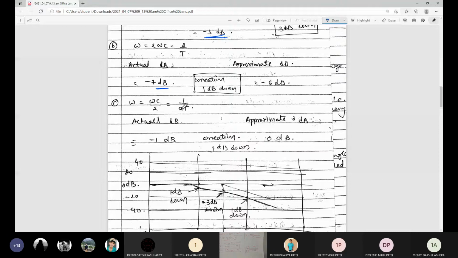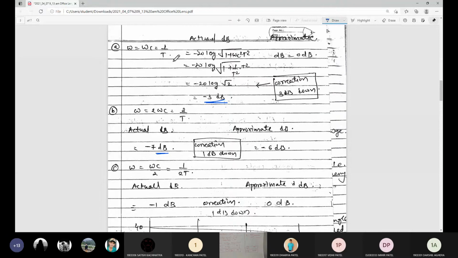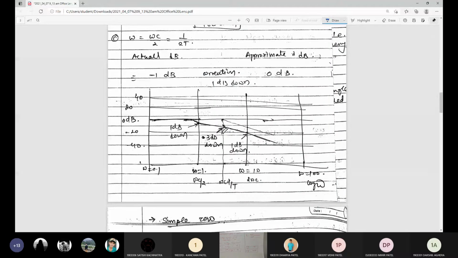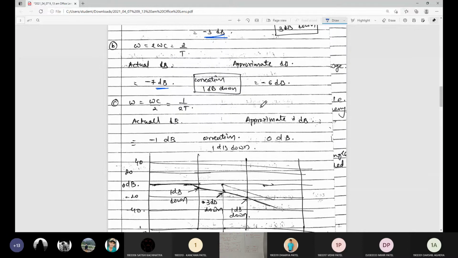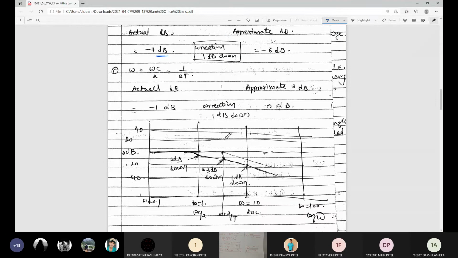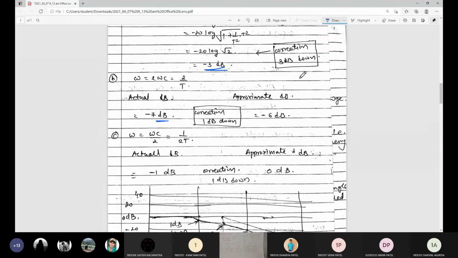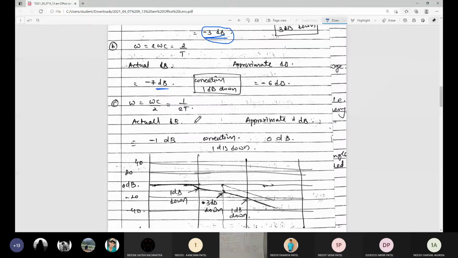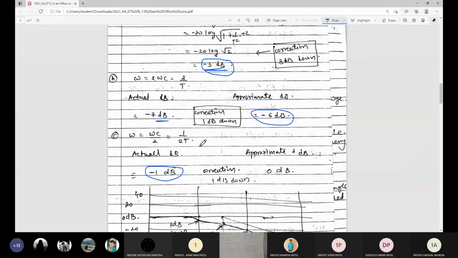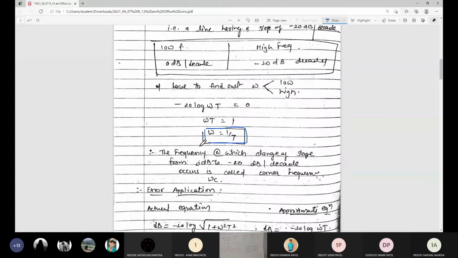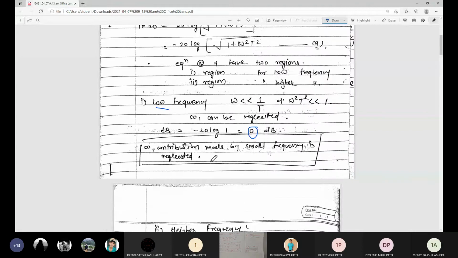We have taken 1 upon 2t, so we will be having this kind of application. For this particular analysis, we will be having a slope of minus 20 dB since it is a pole, but there will be a correction of minus 3 dB, minus 6 dB and minus 1 dB. But for which region? For higher frequency region. For lower frequency region, there is no contribution, so we are neglecting it.